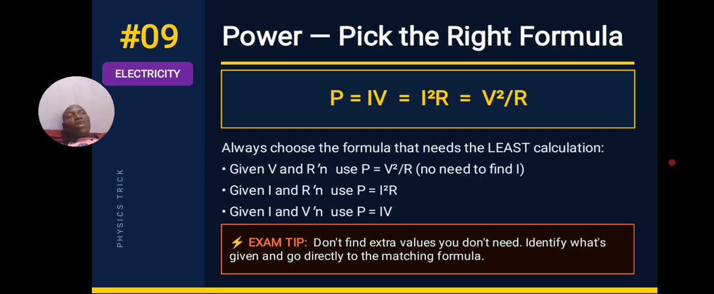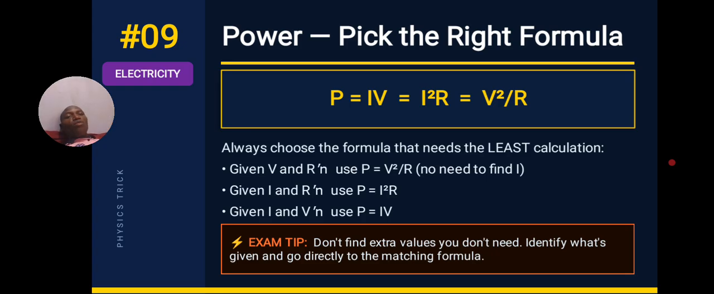How do I know? Every year JAMB asks questions under power. They will either give you the power and the current and ask you to calculate voltage, or they will give you current and resistance and ask you to calculate power, or they give you voltage and power and ask you to calculate resistance. So copy this formula now and keep it with you.